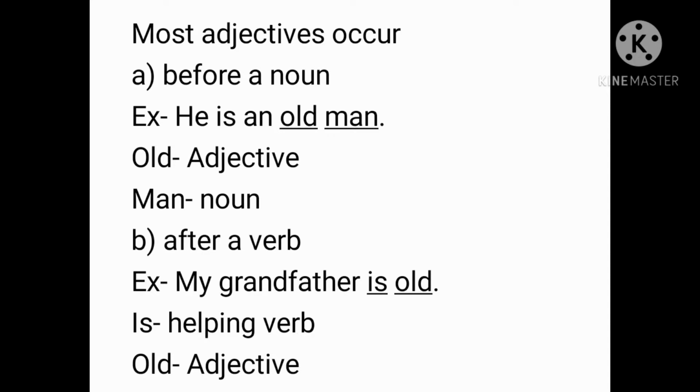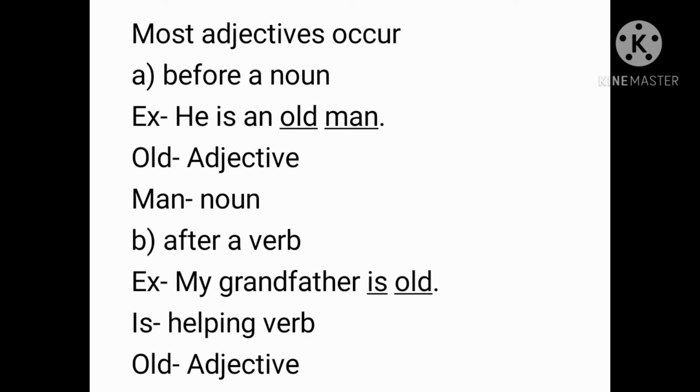Now let's move on to the next part. Most adjectives occur after a verb, right? So here I have given an example. See, my grandfather is old, right? And I have underlined is and old. So here the word old is describing what? Grandfather, right? My grandfather. So we understand that old is the adjective here, which is sitting right after the verb is, right? Is a helping verb.